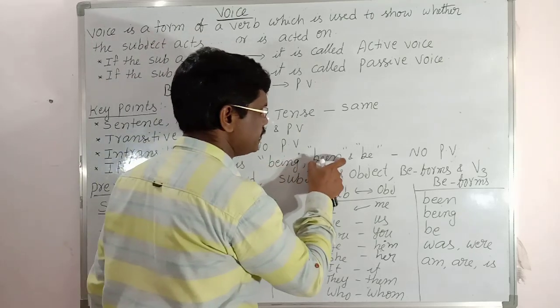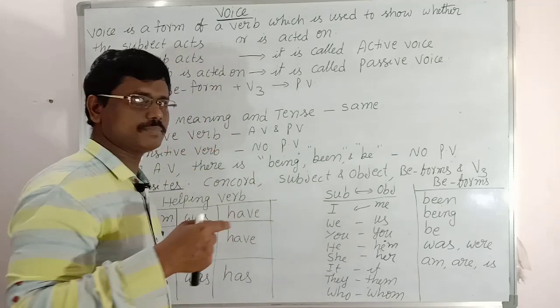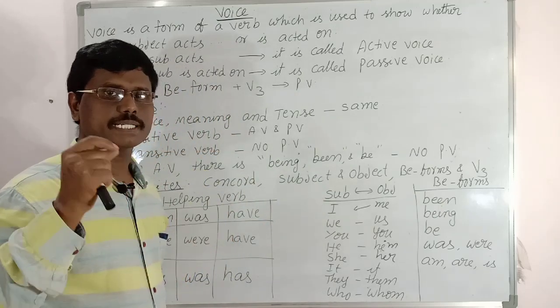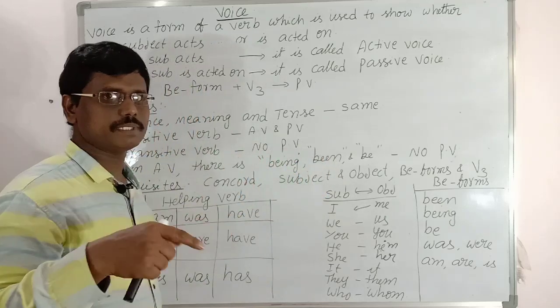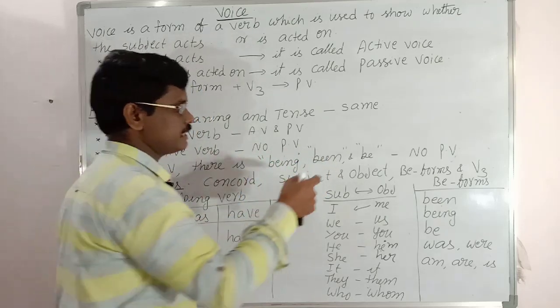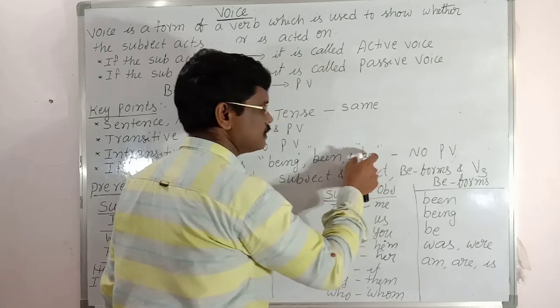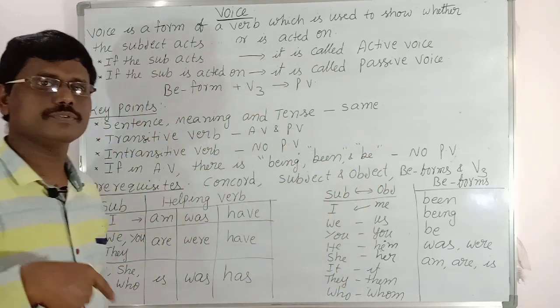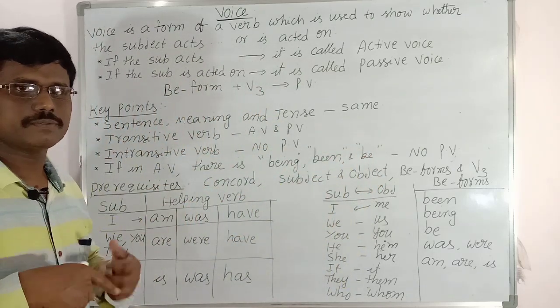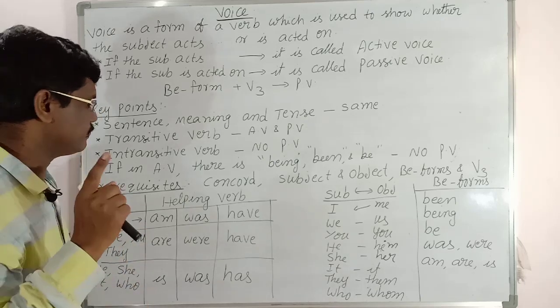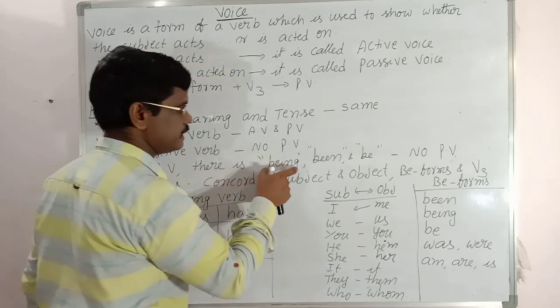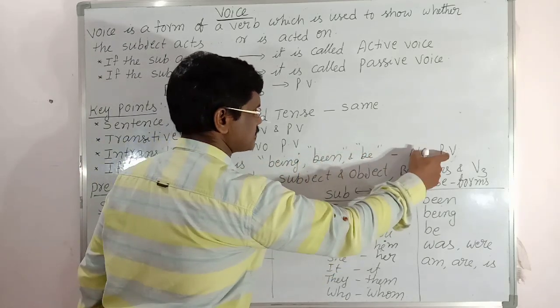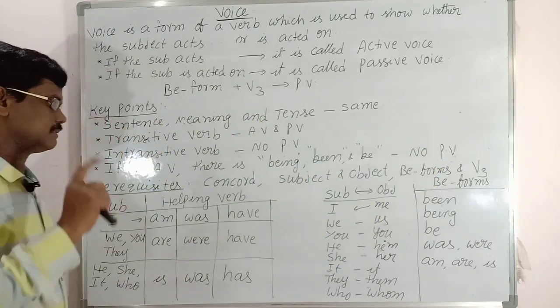For example, been: the best example is all perfect continuous tenses. Been, we cannot change them into passive voice. For example, here be: usually we find be in future tenses, and that also we cannot change. So very important: if in the given sentence there is being, been, be, no passive voice, only active voice.